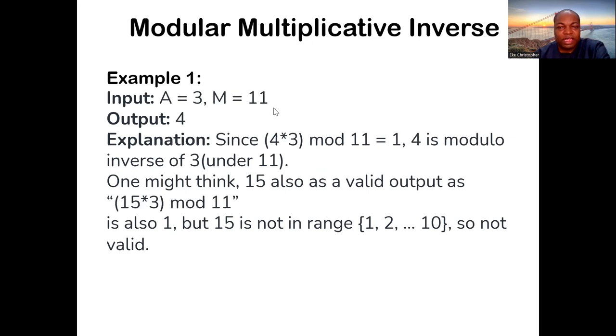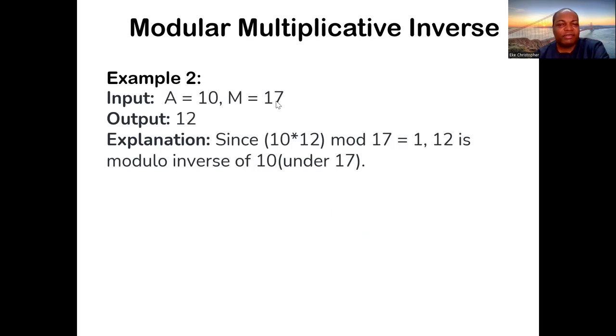So just like we have on the other one here, if you say 11, 11 minus 1, we have 10. That is the range of 1, 2, 3, 4, 5, 6, 7, 8, 9, 10. Well, in this example 2 now, we have M as 17. So if we say 17 minus 1, we have the range of 1, 2, 3, 4, 5, 6, 7, 8, 9, 10, 11, 12, 13, 14, 15, 16. Okay, so now 10 is within the range of 16. So 10 is valid, and 12 is the output of the modulus.